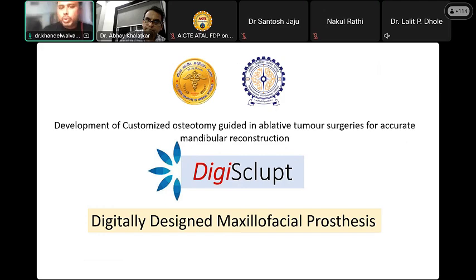But there is a huge problem associated with the maxillofacial prostheses, which are highly demanded, and especially after the COVID-19 infection.